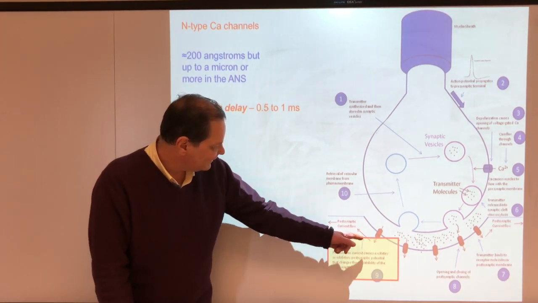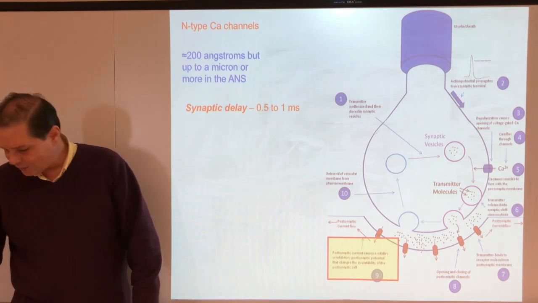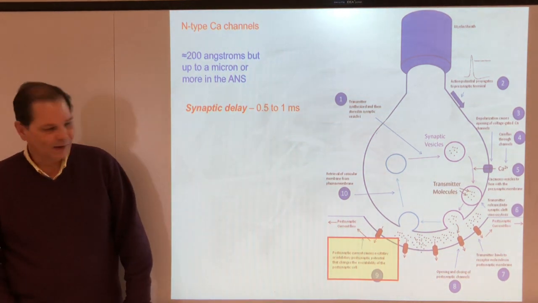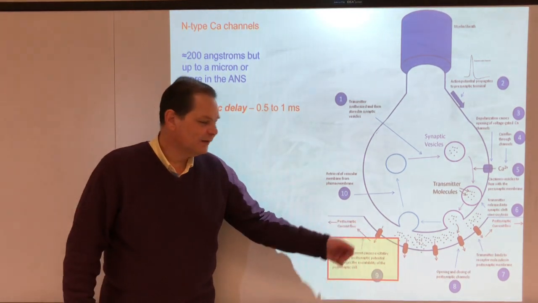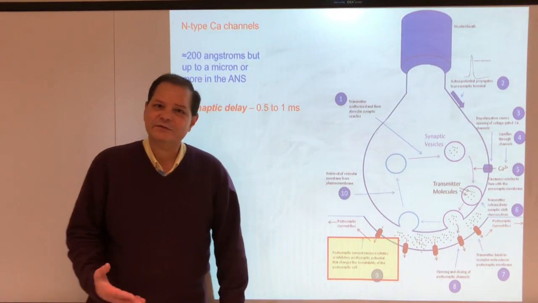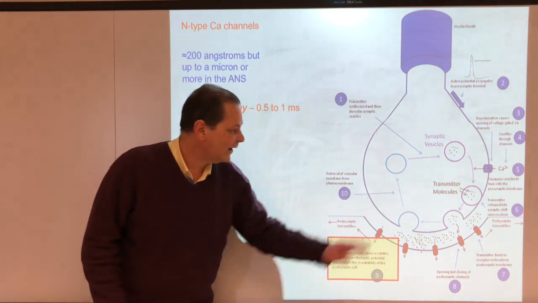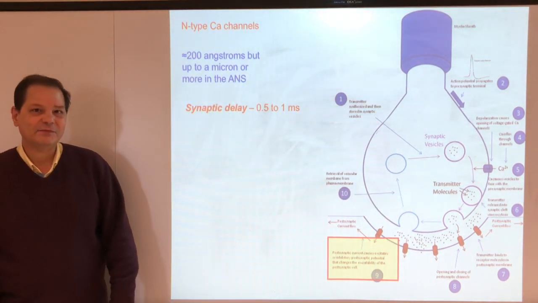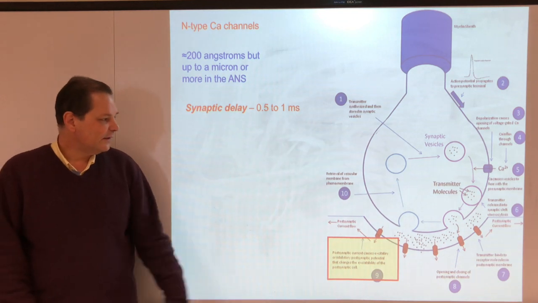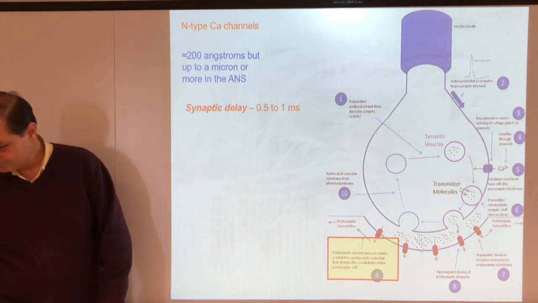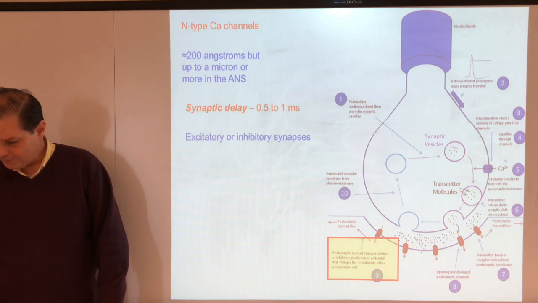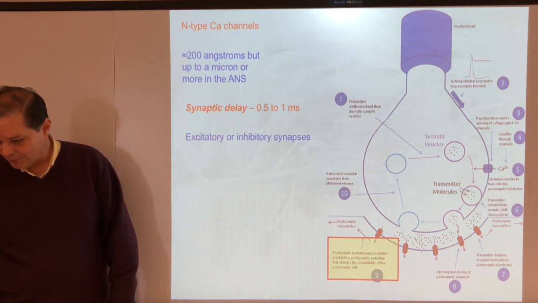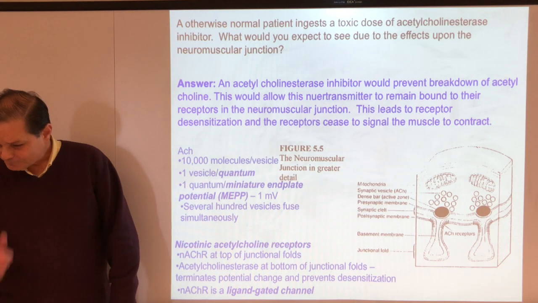You get depolarization of the membrane, which causes sodium channels to open. And if this hits threshold, if it opens enough sodium channels, you generate an action potential, and it propagates away from the synaptic cleft, or in the case of skeletal muscle, the neuromuscular junction. Okay? So we have excitatory or inhibitory synapses. You guys should know that by now. We're going to review that.